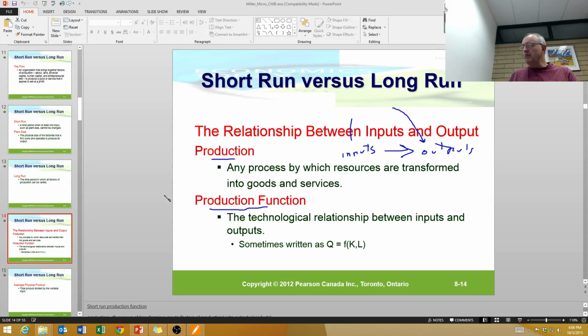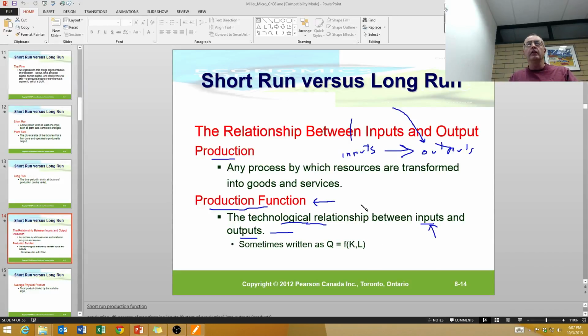Okay, so the physical relationship between quantities of inputs and quantities of outputs is known as the production function. And it's a technological relationship because in the long run, technology can change, and this relationship can change. So, for example, in the short run, the production function is fixed, but in the long run, it can change. So if a company adopts more efficient technology, then it can increase its quantity of outputs from a given quantity of inputs over the long run.